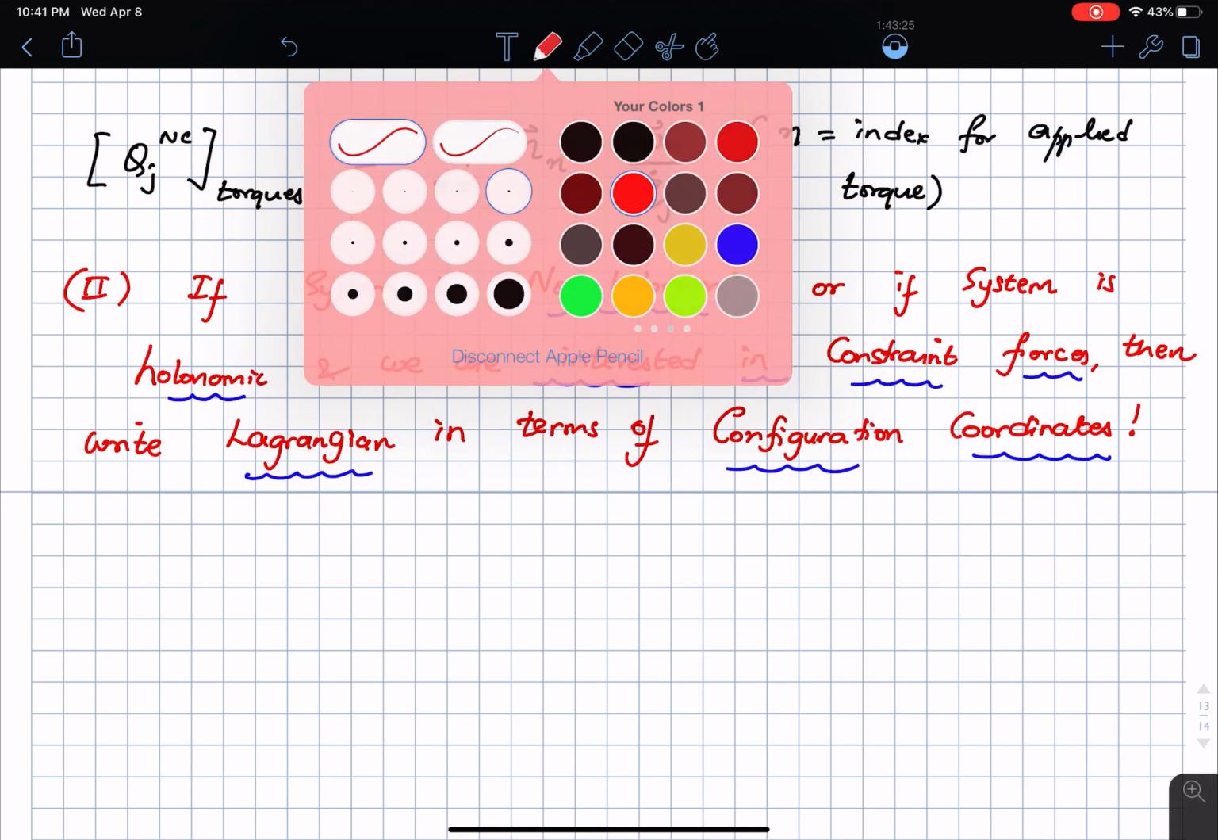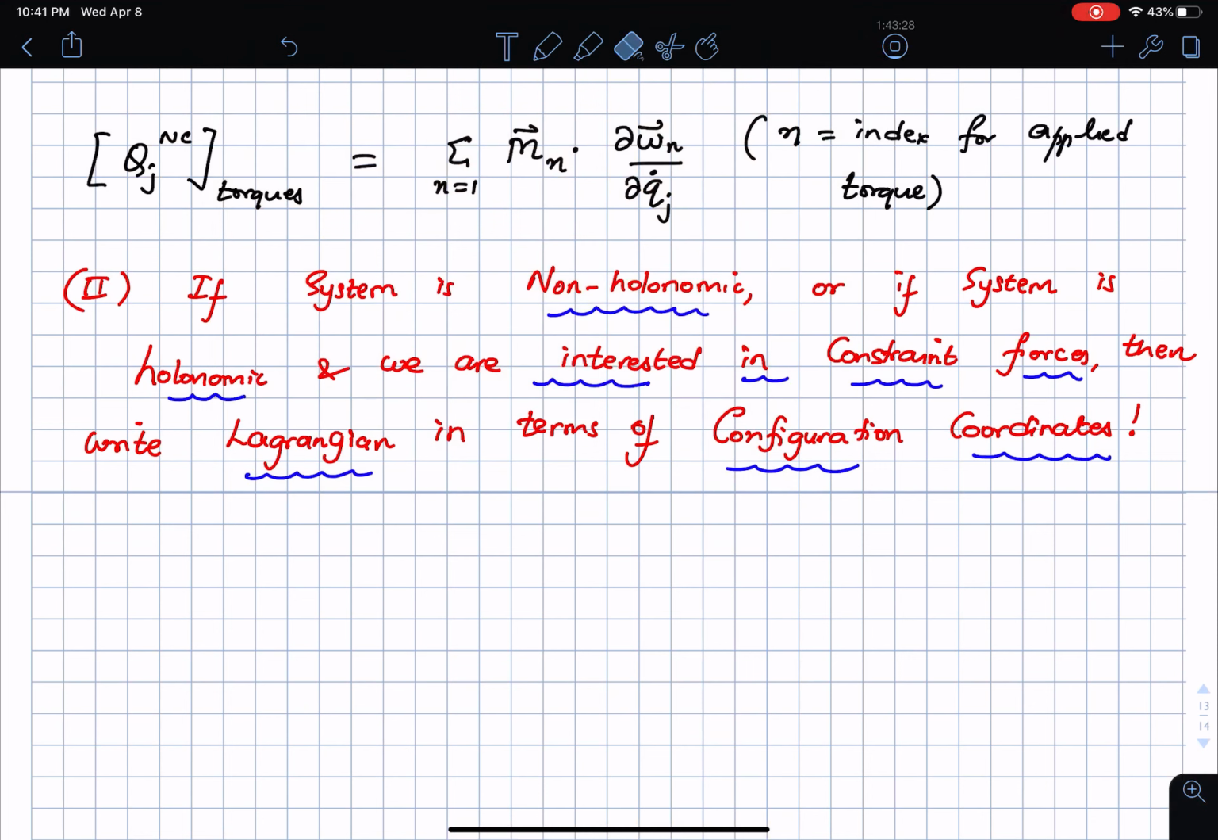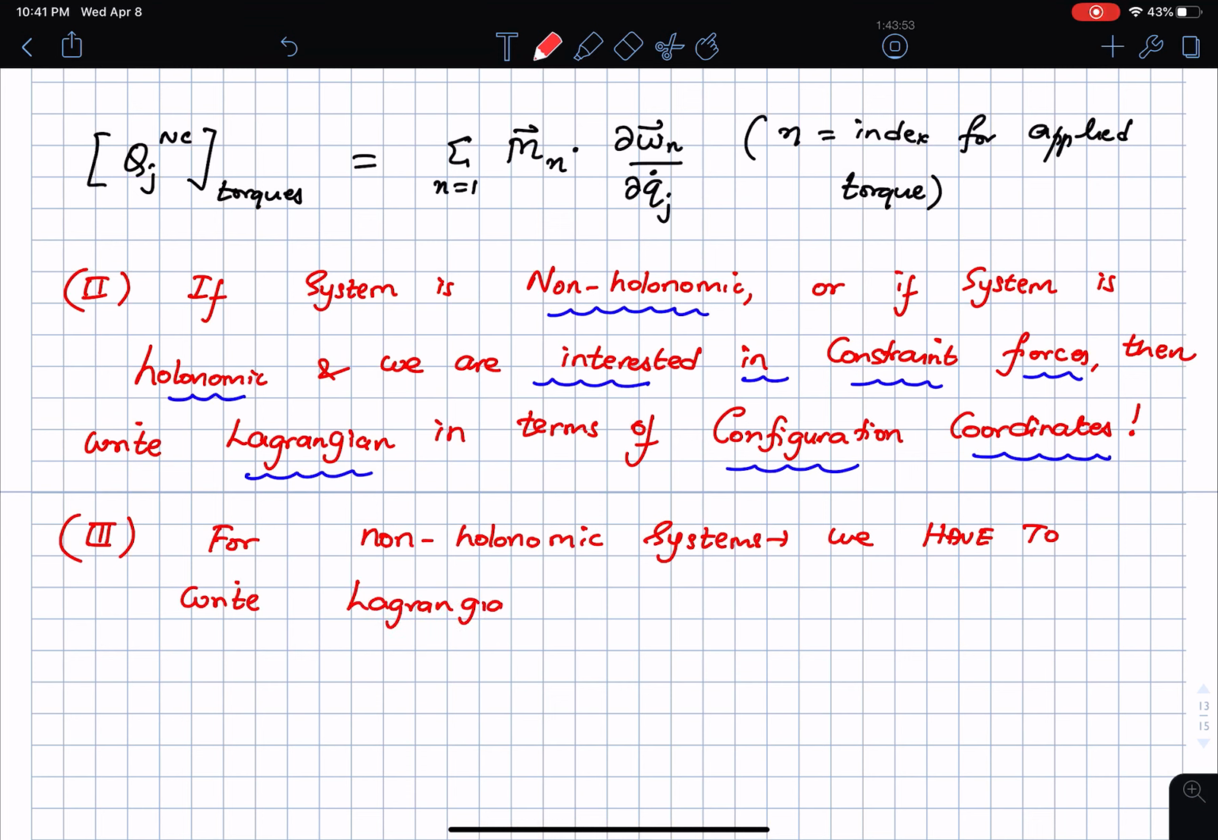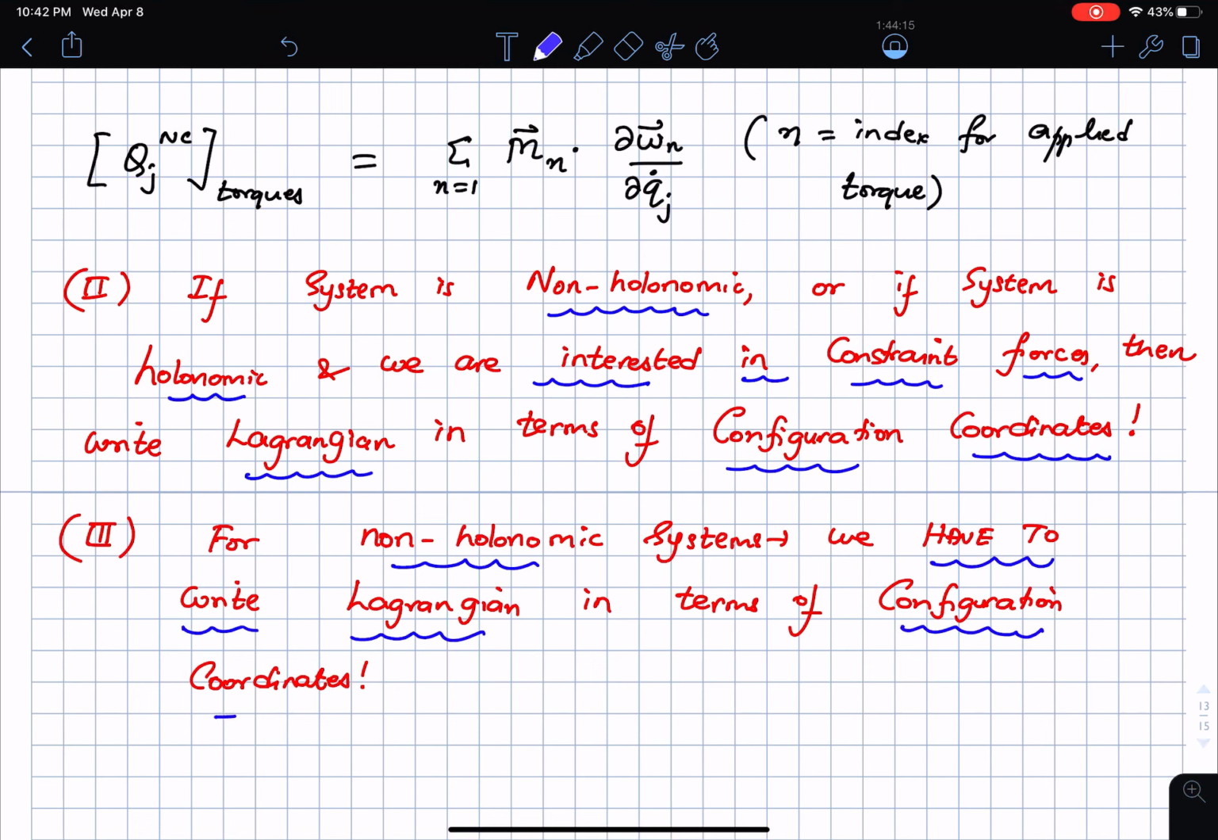As an addendum, you can say that in step 3, for non-holonomic systems, we have to write the Lagrangian in terms of the configuration coordinates. This is a must. We don't have a choice. We have to write the Lagrangian in terms of the configuration coordinates. We cannot come up with generalized coordinates.